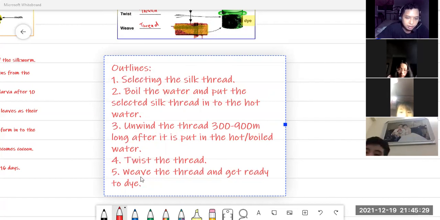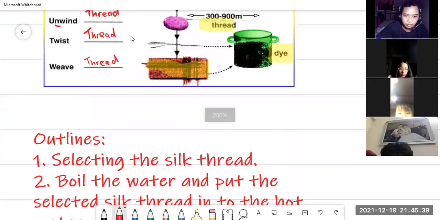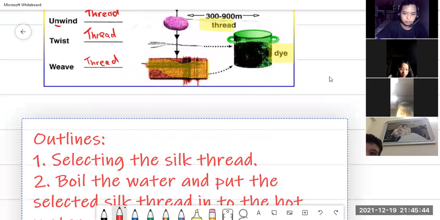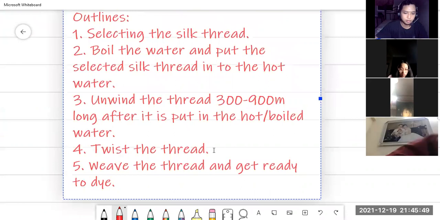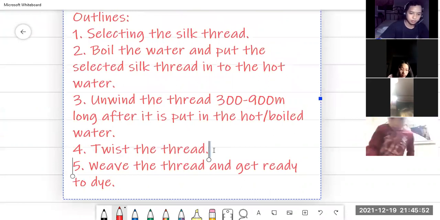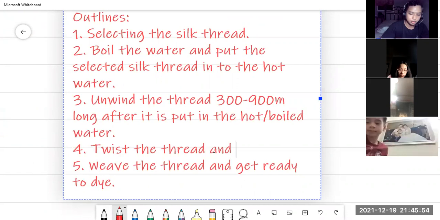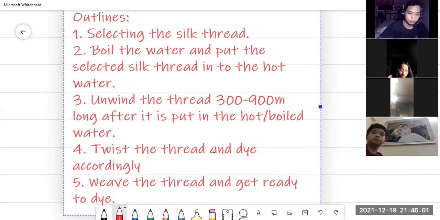Okay, and next. We can put it in here because, as you can see, the row. So we can twist the thread and dye it accordingly. Okay, very good. Next, the last one.